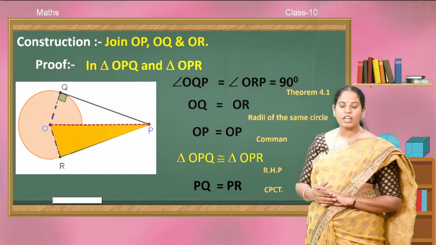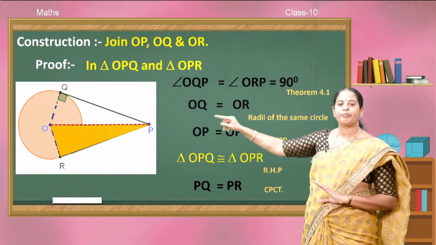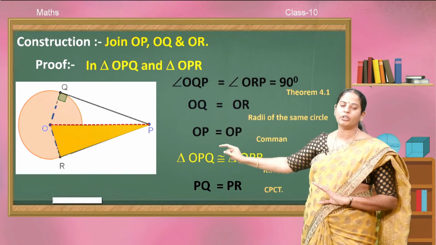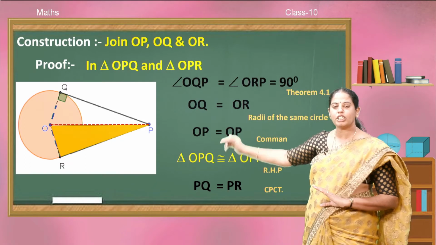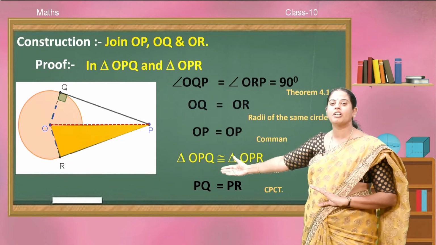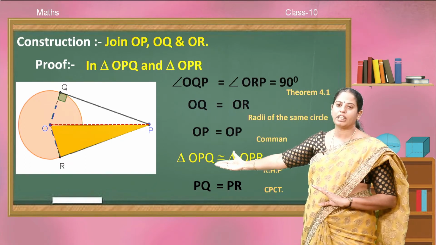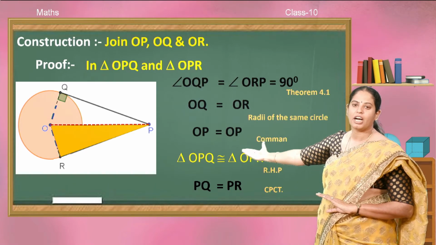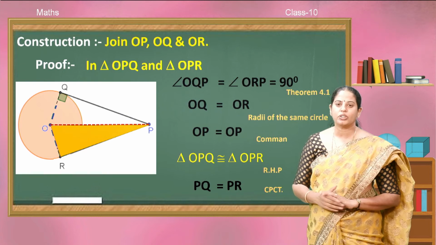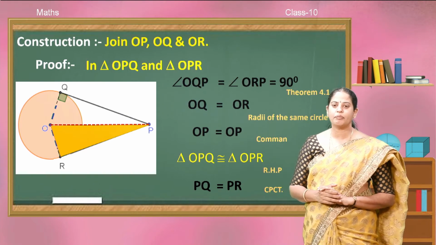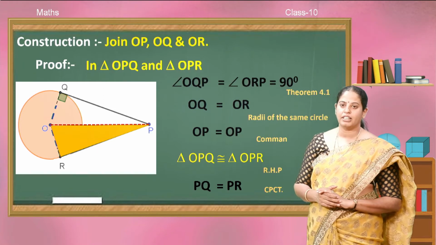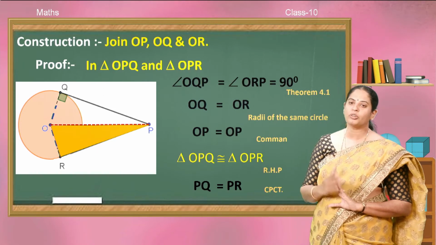If they ask us to prove that angle QPO is equal to angle RPO, then also up to this the same steps, after that we can show that angle QPO is equal to angle RPO. Children, this theorem is very important for your examination. Practice well and learn to prove the theorem.